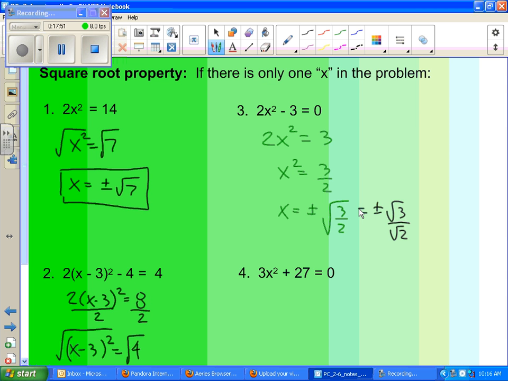Rationalize, which means we want to make the denominator a perfect root, in this case a perfect square root. Multiply by the square root of 2 on the top and the bottom, and that gives me the square root of 6 over 2. Now that's my answer, plus or minus that. So don't leave radicals in the denominator.